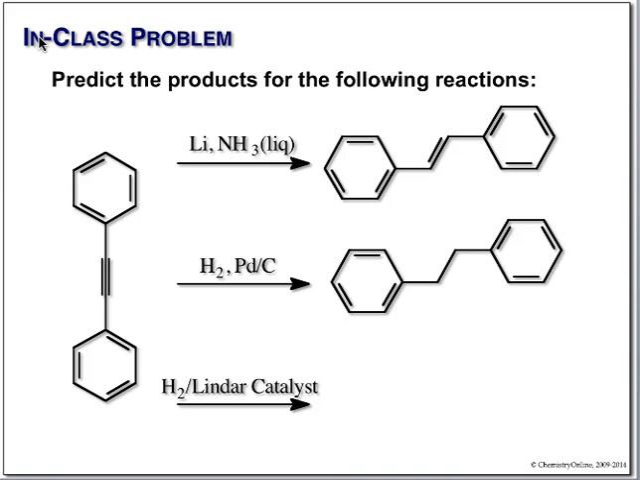Then finally, hydrogen and a poisoned catalyst. We remember a poisoned catalyst just doesn't work very well. So it's only going to add to one of the pi systems. When it does that, we're going to add them from the same side, which means our stereochemistry is going to be cis.